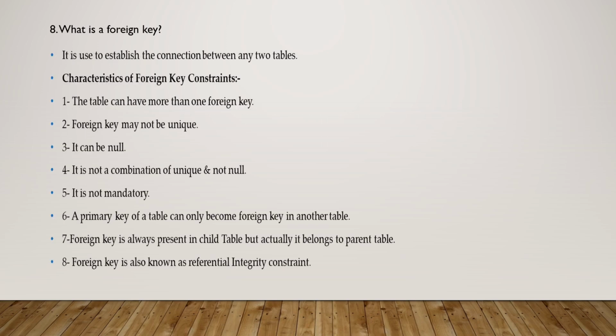What is a foreign key? Foreign key is used to establish the connection between any two tables. Characteristics of foreign key constraints: a table can have more than one foreign key, it may not be unique, it can be null, it is not a combination of unique and not null, it is not mandatory, and a primary key of a table can only become a foreign key in another table.